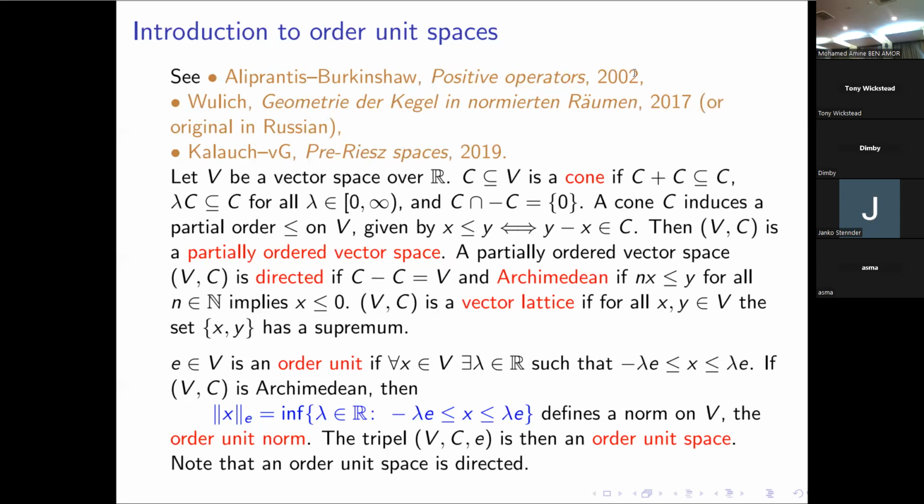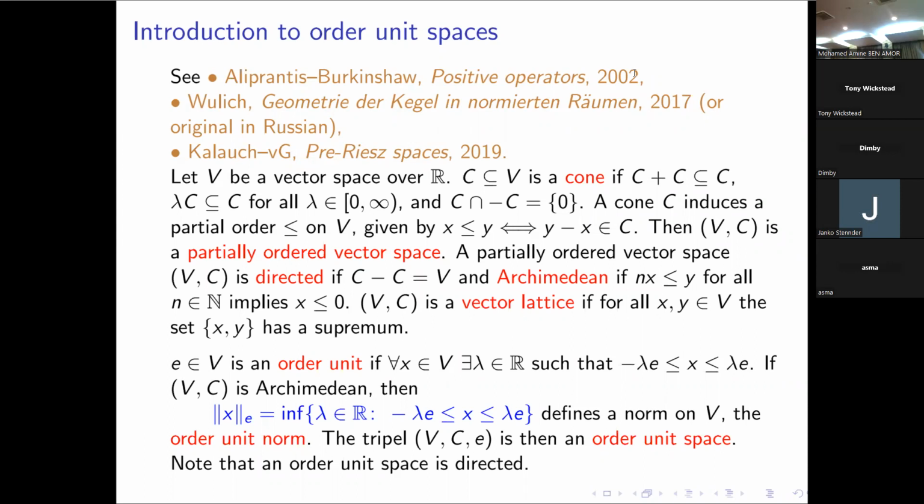It's called directed if the difference of the cone with itself spans the whole space. It's called Archimedean if, whenever every integer multiple of an element is below one fixed element, the element can only be less or equal to 0. There are different non-equivalent ways of expressing Archimedeanity. This is the one we use here. And it is a vector lattice if every set of two elements has a supremum, a least upper bound. An order unit is an element such that, well, I explained it already, for every element we can get it between multiples of the order unit.